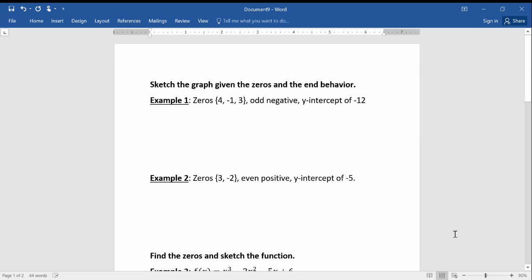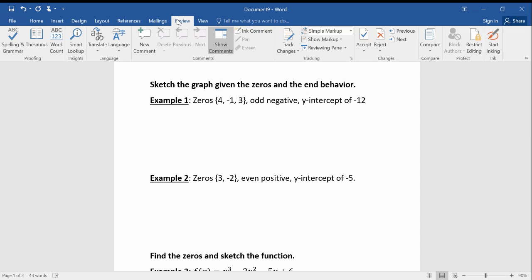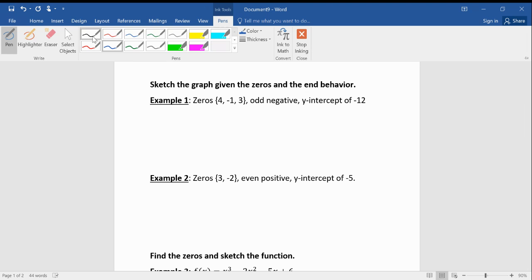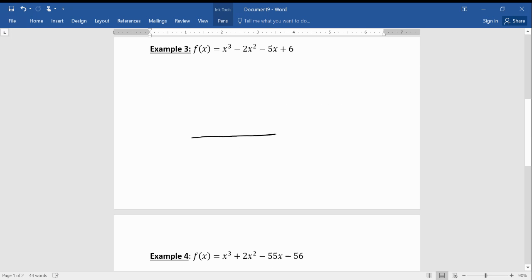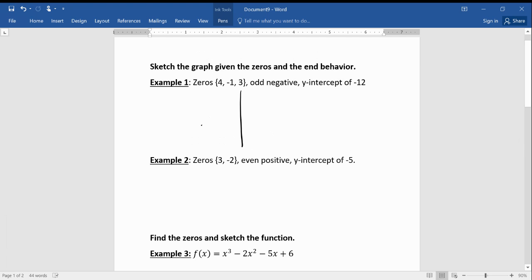Talk about how to sketch the graph given the zeros and the end behavior today. The last few videos have been leading us up to this point. So we are ready to take this plunge, so to speak, and go ahead and figure out how this works. So I'm going to start you off with some examples where we are just sketching based on end behavior. And then we will figure out how to do an entire problem from scratch, okay?